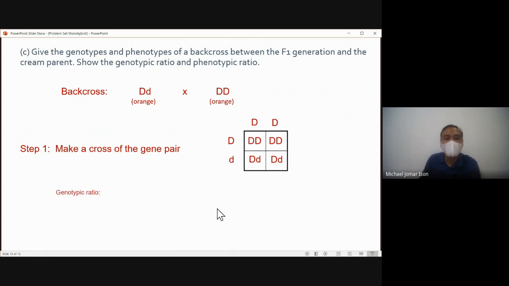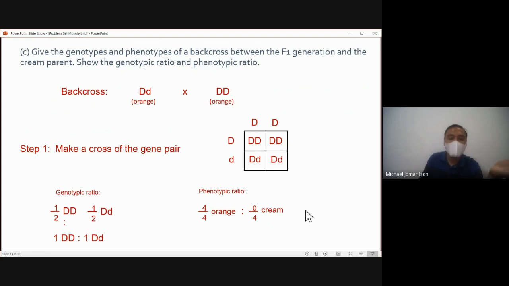So this will lead us to a genotypic ratio of half of the progenies being big D big D, while half of the progenies will be heterozygote, big D small d. Reducing that, it's a 1 is to 1 ratio, 1 big D big D is to 1 big D small d. But the phenotypic ratio will be quite different because you have 4 out of 4 orange and 0 out of 4 children that would be cream colored, because the big D big D is orange, and the big D small d would be orange as well. So 4 out of 4 children are orange, 0 out of 4 children will be cream. Thus this will leave us with a one orange phenotypic ratio.